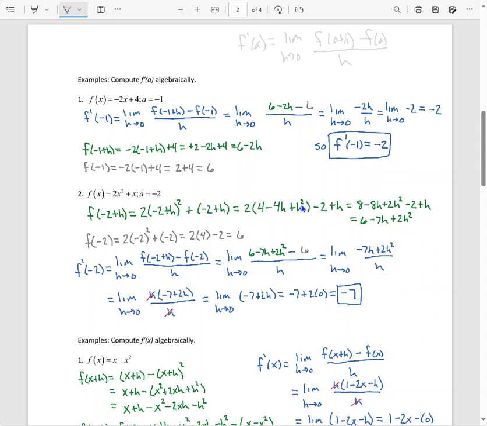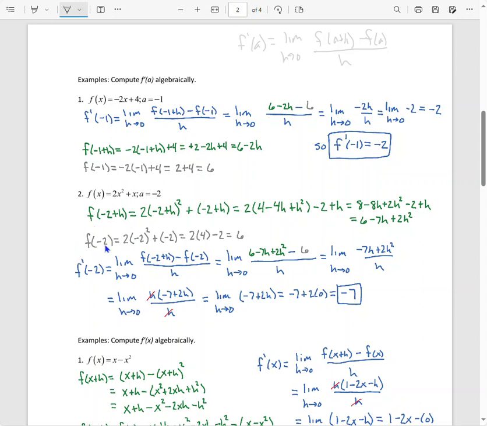Simplify, right? First I do my square. Since I'm adding, I don't need parentheses here. Now I distribute my 2. 2 times 4 is 8. 2 times a minus 4h is a negative 8h. 2h squared minus 2 plus h. 8 minus 2 is 6. Negative 8h and a positive h makes a negative 7h and a 2h squared. Wow. So I found f of negative 2 plus h.